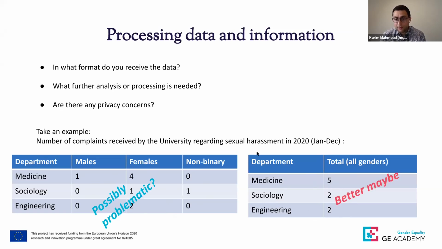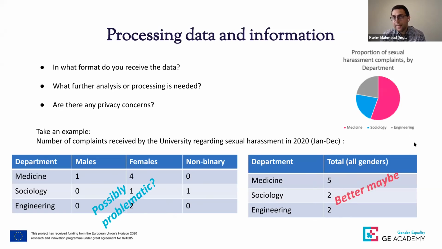Another possible way of presenting the same information is doing it as a proportion without giving numbers. So if you do it in a chart like this, you can see which departments have the biggest problem in terms of totals, but it isn't going to give information about who the person who was affected might be. So it's really important to think about where the information is going.